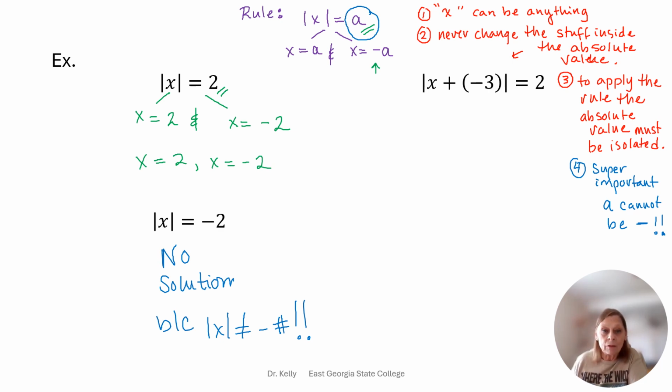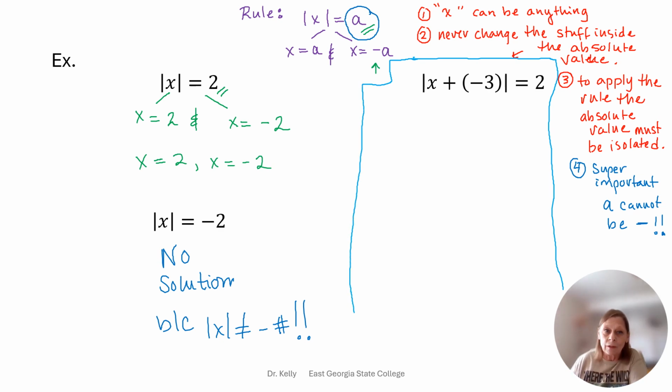Okay? Now let's look at this last problem I have over here, and I'm going to draw a little box around it because I've managed to draw a whole bunch of stuff around, and I want to make sure that you see how this goes. Okay, so the first thing you want to notice is that this is truly isolated. There is no number added or subtracted to the absolute value. And so we're going to apply the rule, and the rule says take the stuff that's inside the absolute value. I like to call it the guts.